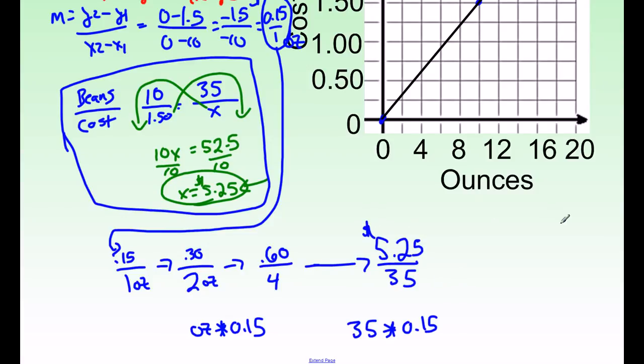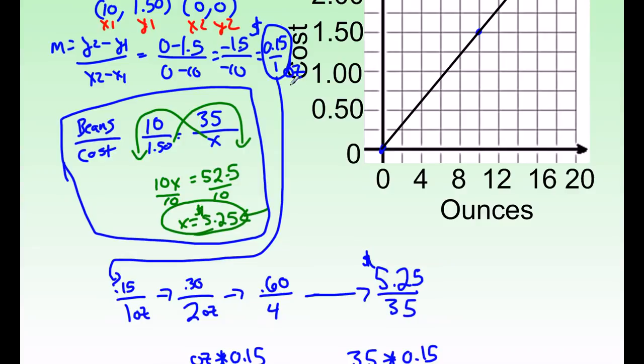Okay, so this idea of finding the slope, it wasn't a complete dead end. It didn't make sense at the time, but it is another method for doing the same problem. This is telling you how much it costs for 1 ounce. So if it's 15 cents for 1 ounce, 35 times that amount is $5.25 for 35 ounces. Okay, so just another way of doing the same problem.